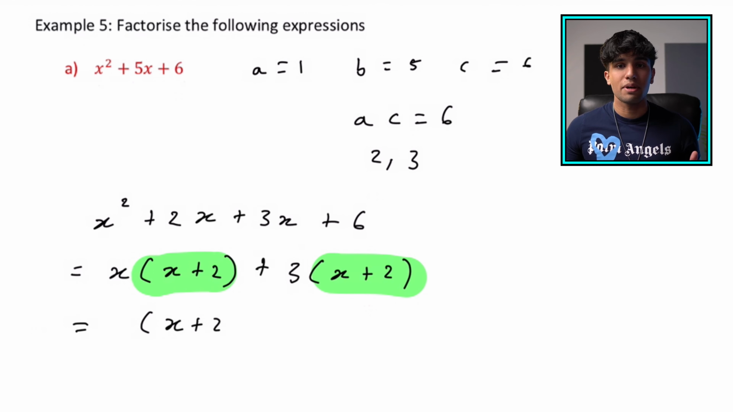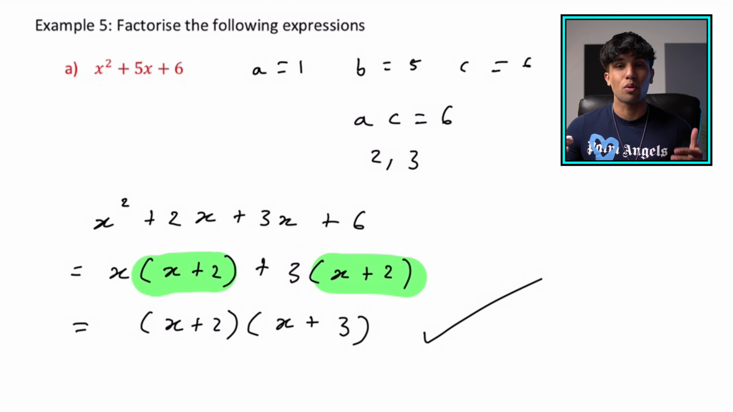Now the last step is to first write down our bracket, which is x plus 2, and our other bracket is going to be our numbers outside, which in this case is x plus 3. And there you have it, guys. Now you know how to factorize quadratic equations.